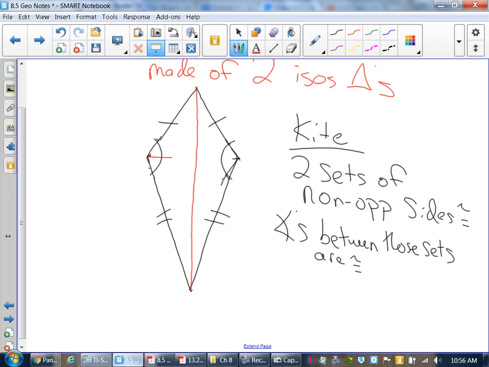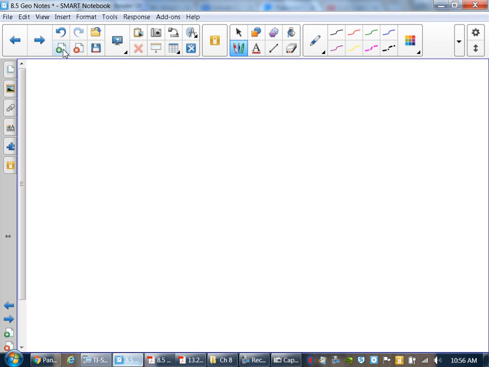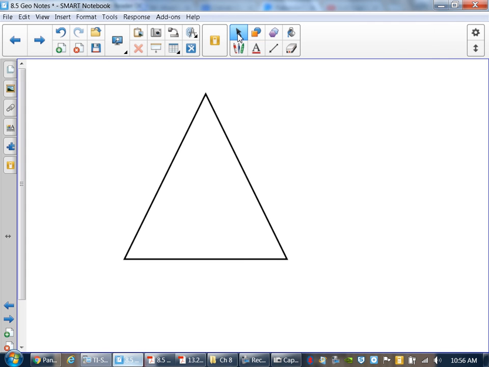The diagonals of a kite are perpendicular. And then there's one last little bit. I know there's a lot in this one. Remember when we did, going back to the isosceles triangle, when we had the isosceles triangle, we had this. If I drew this in, it was always perpendicular to the base, right?